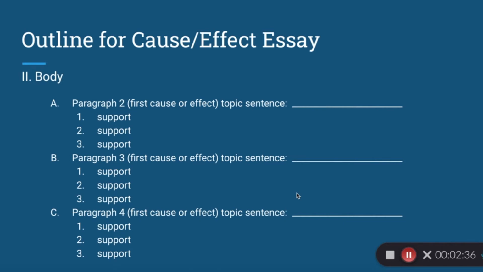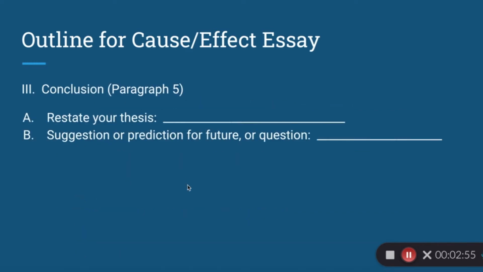Then the rest of the outline has to do with the body paragraphs. You would decide if you're going to focus on the cause or the effect for each one, and then you would write your topic sentence, and then you would come up with 3 types of support. You would get this information from doing some research about this topic. And then it continues for those body paragraphs. And then finally, you would write a conclusion, which would restate the thesis and say it in some different words from what you used before. And then at the end, you would make a suggestion or prediction for the future, or maybe you would ask a question.